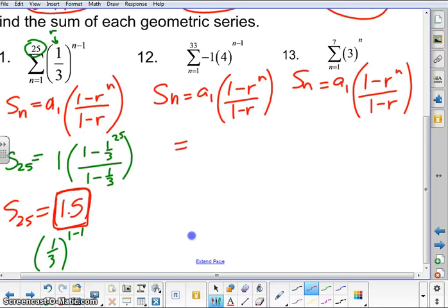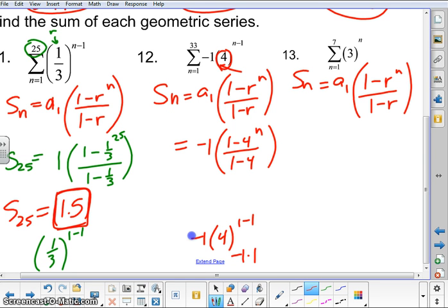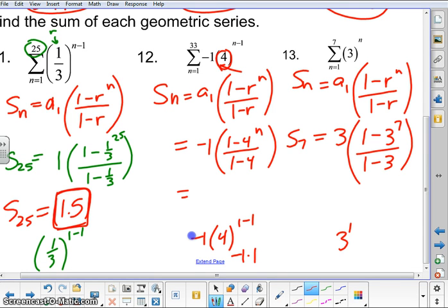Okay, the next one, we have the first term. If we plug in a 1, negative 1 times 4 to the 1 minus 1, negative 1 times 1, because anything to the 0 power is 1, you get negative 1. The common ratio, again, is located right here at the 4, so 1 minus 4 to the n over 1 minus 4. Go ahead and use your calculator to practice those. And then the last one, you have a sub 1, so the first term is going to be 3 to the what power? It would be 1. And then the common ratio is also that, and we're finding the sum of 7 terms, 1 over 3. So take both of those and find out what they are in your calculator.